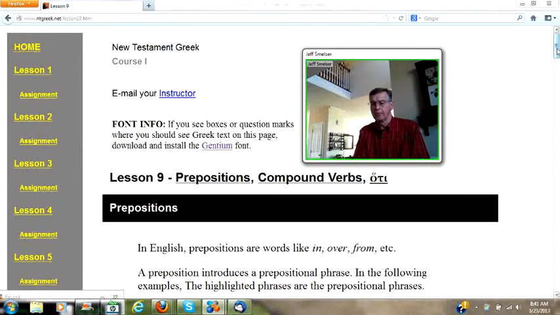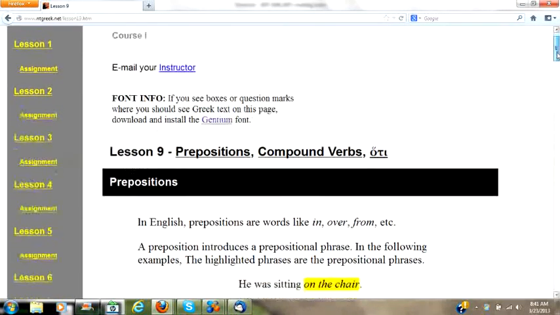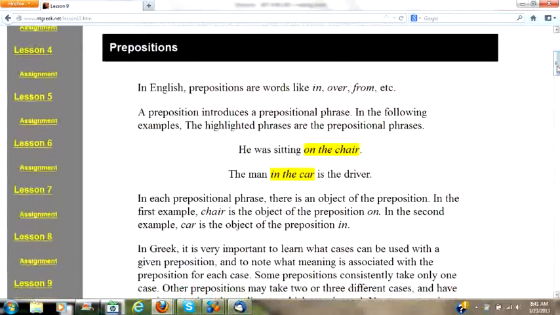Today we'll be talking about prepositions, compound verbs, and the conjunction hoti. Let's talk first about prepositions. In English, prepositions are words like in, over, from. A preposition introduces a prepositional phrase. In the following examples, the highlighted phrases are the prepositional phrases.